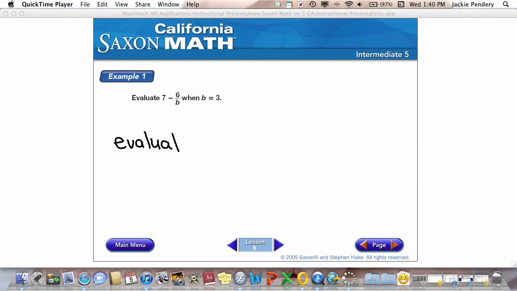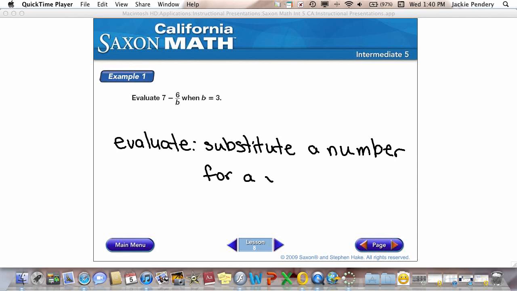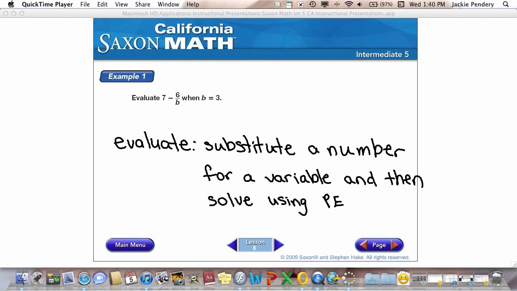To evaluate simply means to substitute a number for a variable and then solve using PEMDAS. So I'd like you to write this down so that you can refer to it when you go.